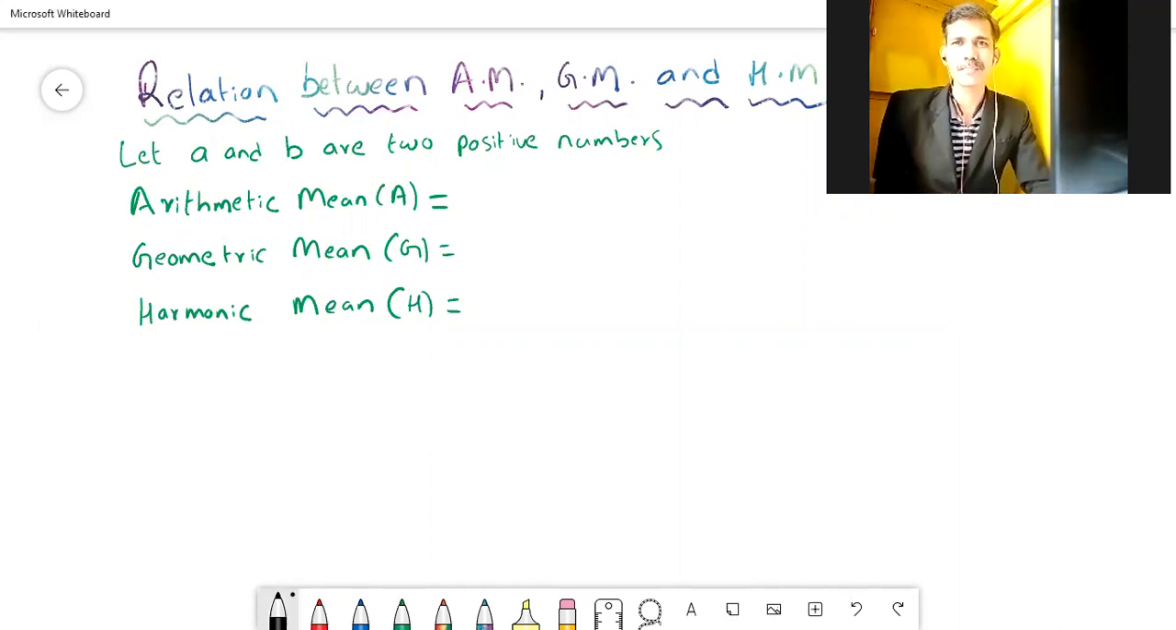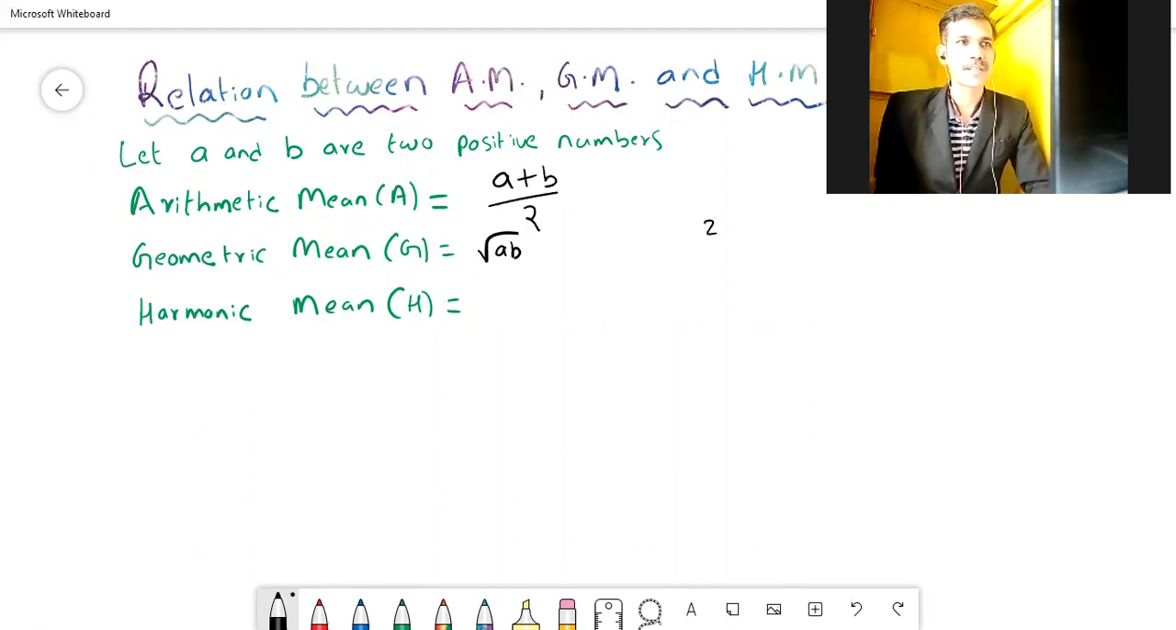Then the arithmetic mean of two numbers. Arithmetic mean is nothing but the average, sum of observations upon number of observations. Next, the geometric mean. It is the square root of A times B. Harmonic mean: if A and B are in harmonic progression, 1 by A and 1 by B are in arithmetic progression. We have to take the average.